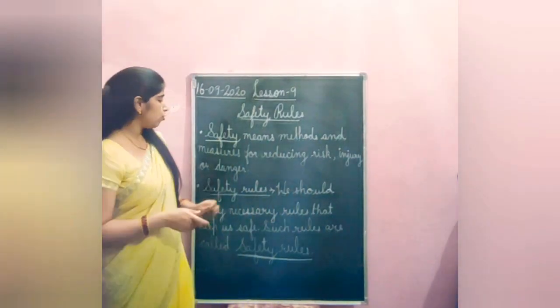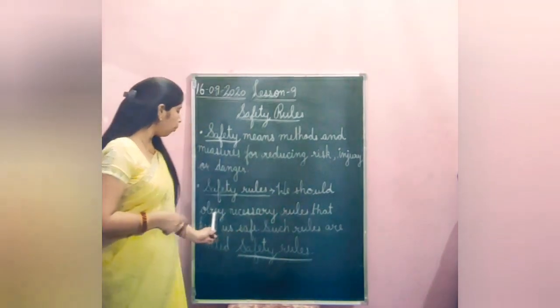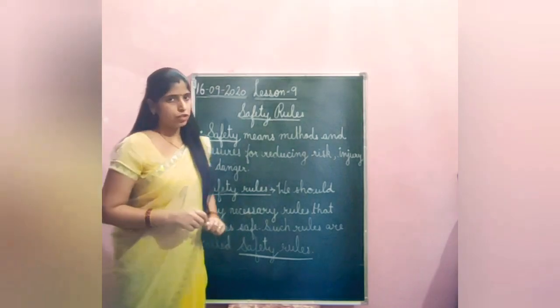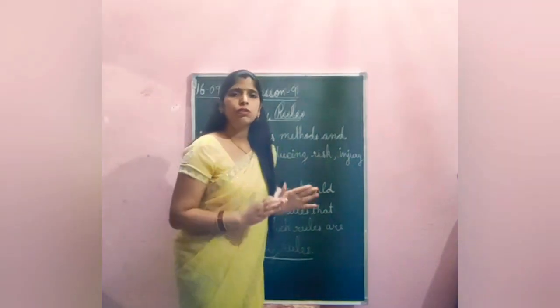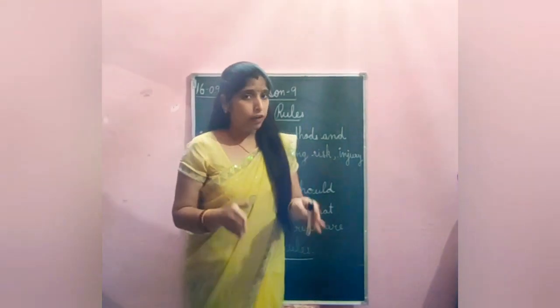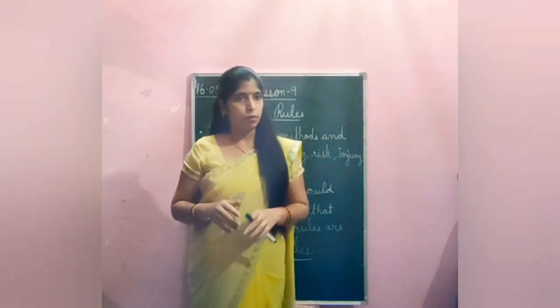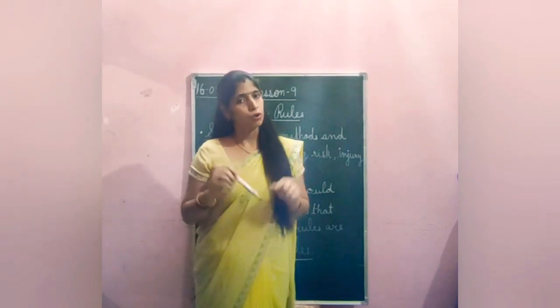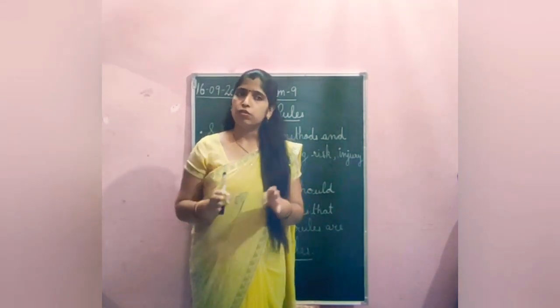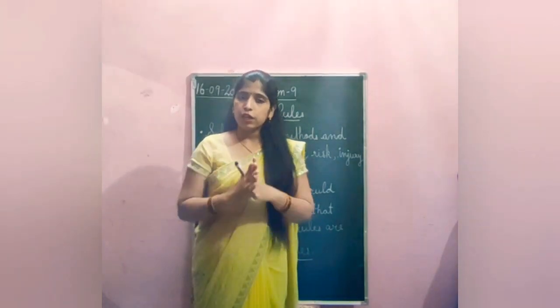So what are safety rules, children? We should obey necessary rules that keep us safe. As I told you, we have to follow certain rules at certain places as required by that place. What is the requirement of that particular place? We have to follow the rules accordingly. Why do we have to follow them? So that we should be safe. And such rules are called safety rules.